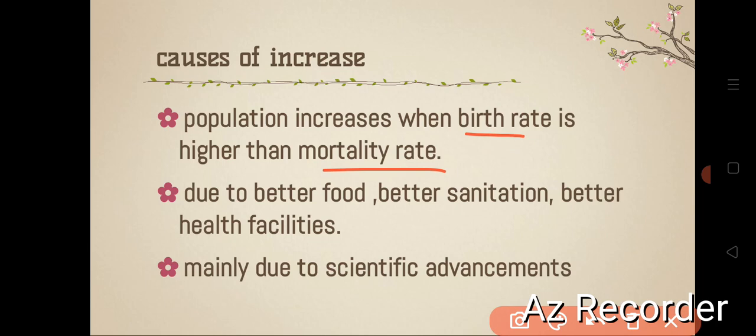Why has this population increased? There are some factors: better growth, better food, better sanitation, and better health facilities are responsible for this increase in human population. These advantages are mainly due to scientific advancements, which began from the 17th century onward.